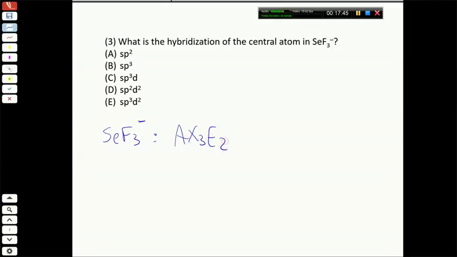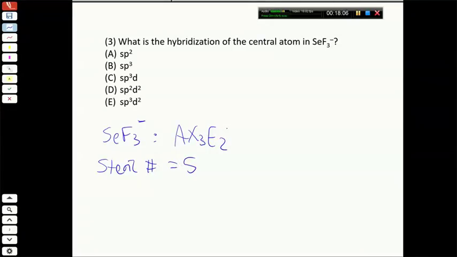And then for hybridization, all that matters is the total number of electron groups. Once again, it doesn't matter how many of them are atoms or lone pairs. It doesn't matter whether the atoms are singly or doubly or triply bonded. It's just how many of them there are that's important. So it's that key parameter that we call steric number, which in this case is 5, 3 plus 2.